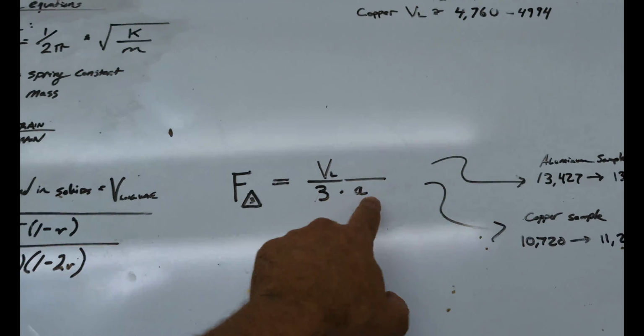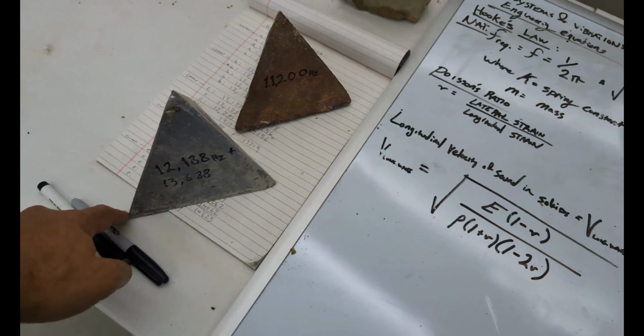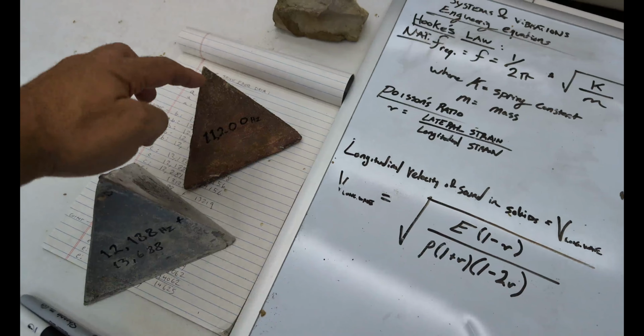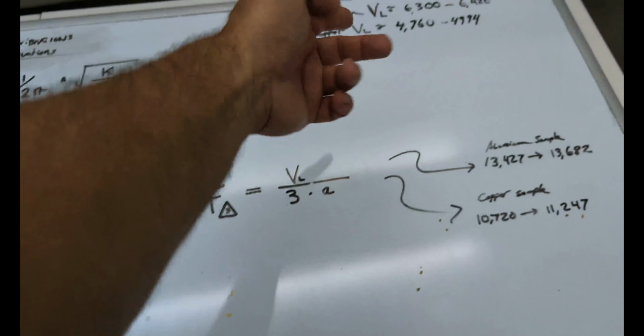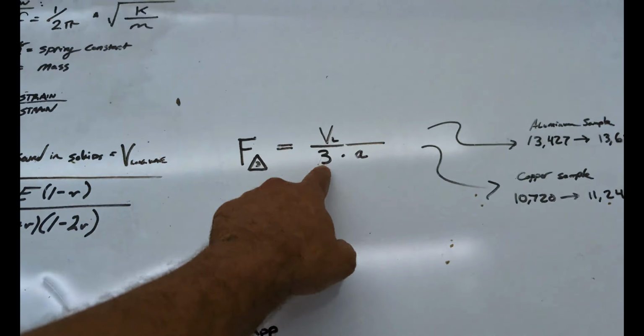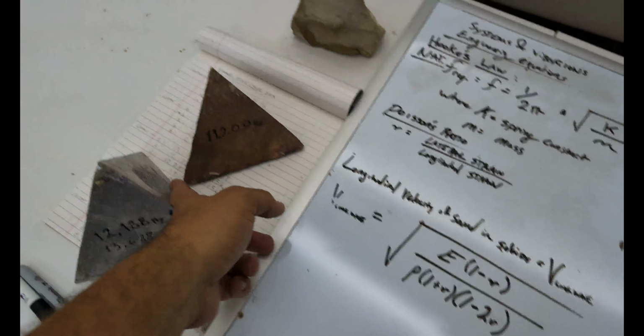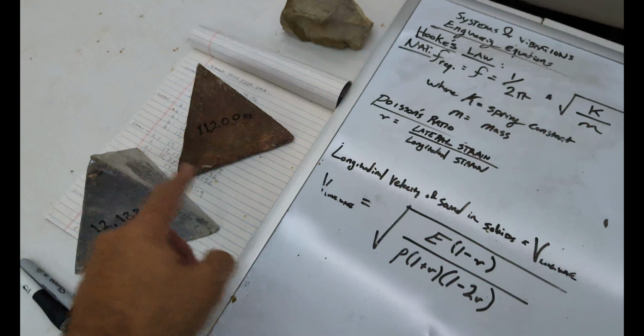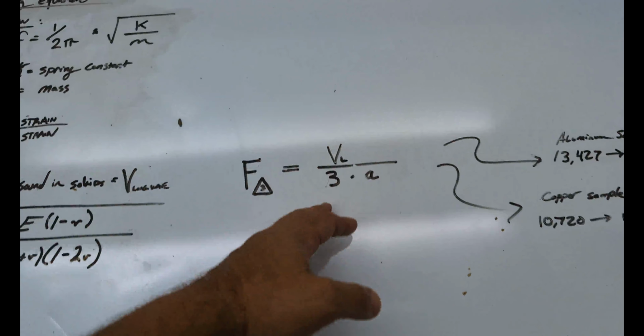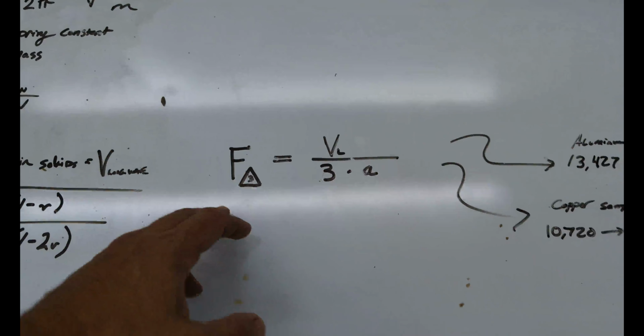So 3 times a is just this distance here in meters, velocity in meters per second, and 3, it turns out it's very simple. It's just 1, 2, 3. That's the magic distance that allows you to determine the vibrational frequency.